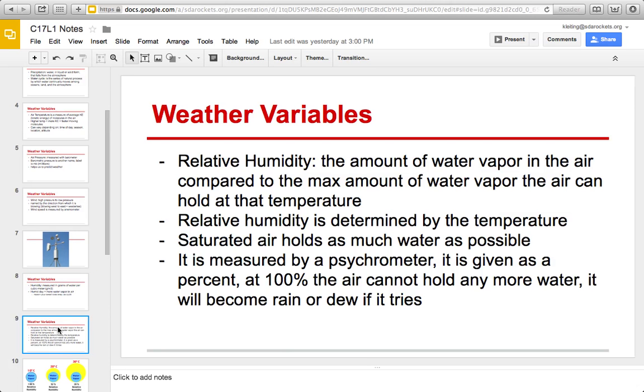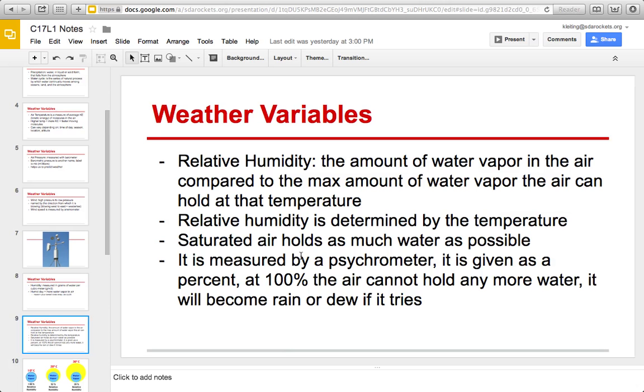So relative humidity is the amount of water vapor in the air compared to the maximum amount of water vapor that the air can hold at that temperature. Relative humidity is determined by the temperature. So again, warm air will be able to hold more moisture than cold air will be. Saturated air holds as much water as possible. That's what the word saturated means. It means it can't hold any more.